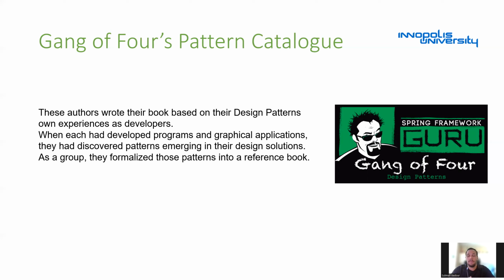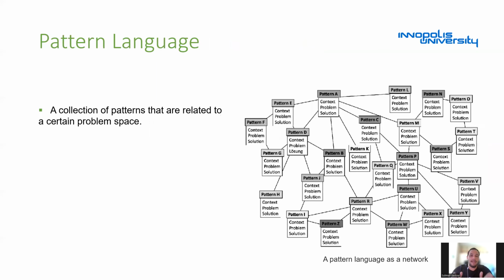A very simple example of a pattern would be defining and calling methods. This catalog contains a number of patterns and solutions with a variety of different purposes. In this lecture, we will review a small introduction to the categories of patterns, but first we will define what a pattern language is. A pattern language is a collection of patterns that are related to a certain problem space.